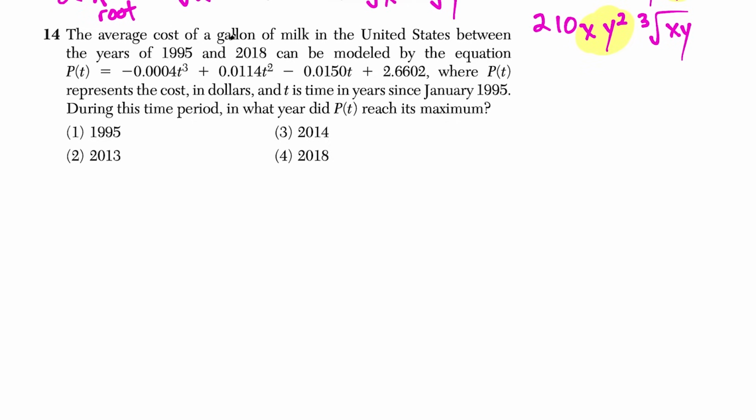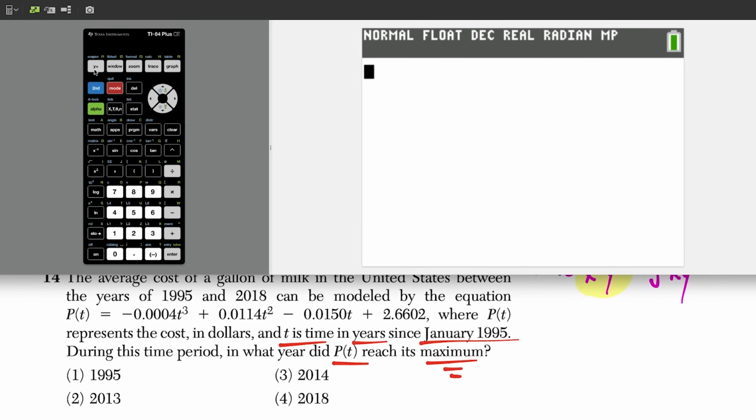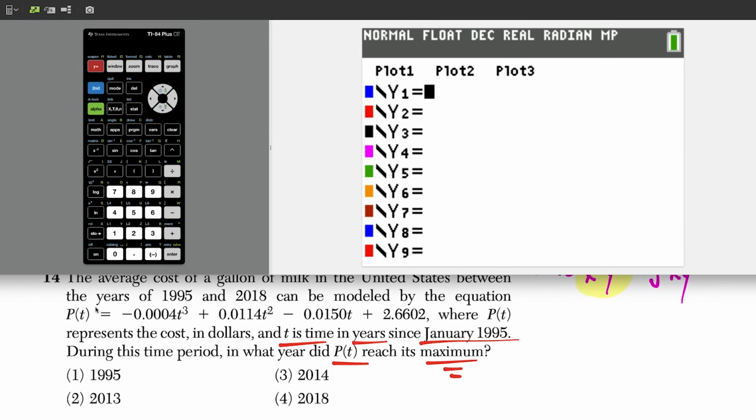Question 14, we have the average cost of a gallon of milk in the United States between the years of 1995 and 2018 can be modeled by this equation here. P of t represents the cost in dollars, and t is the time in years since January 1995. And we want to know during this time period, in what year did P of t reach its maximum? So let's go over to the y equals and we'll type in the function P of t.